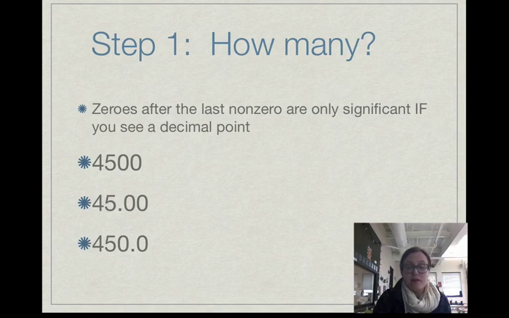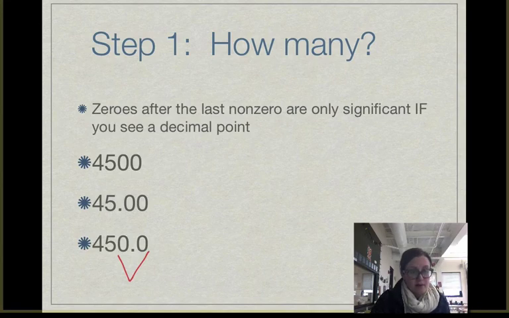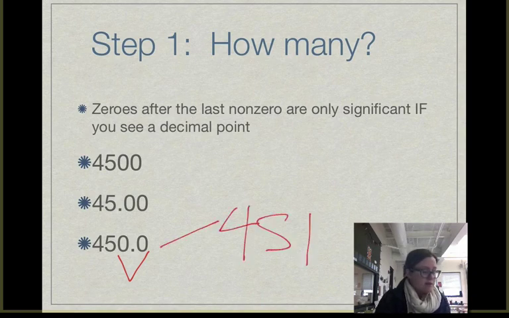Now we have 450.0. In this case, both of these zeros are significant. Both of those are because we have the zeros after the 2 non-zero numbers and there is a decimal point anywhere in this. So again, for here, we have 4 significant figures.